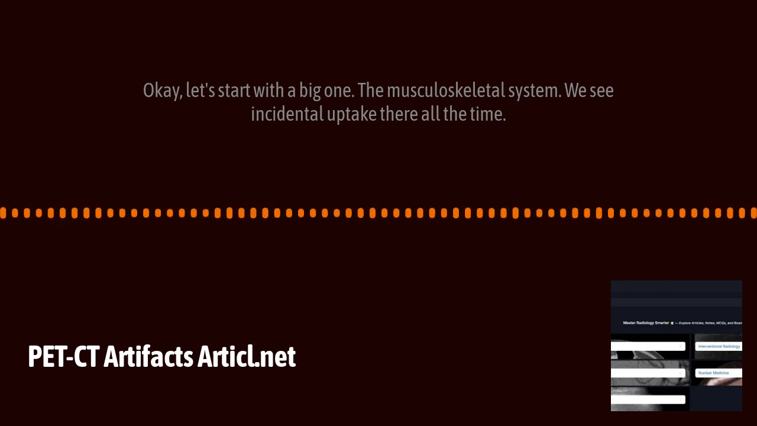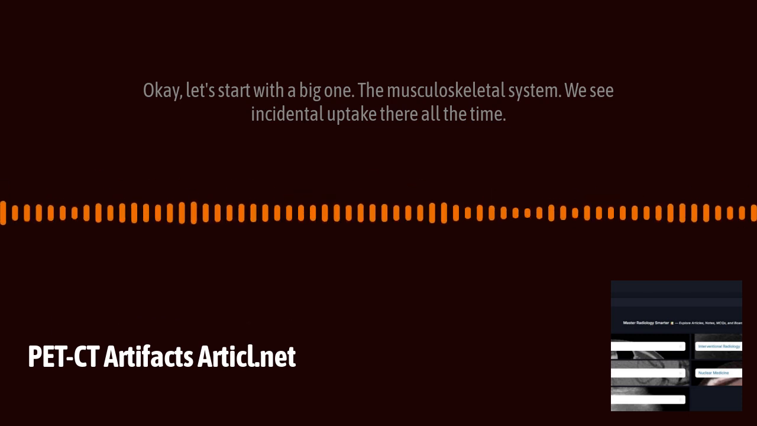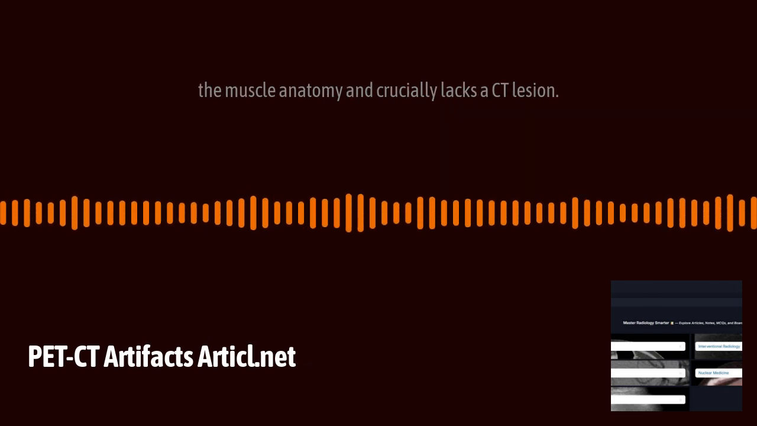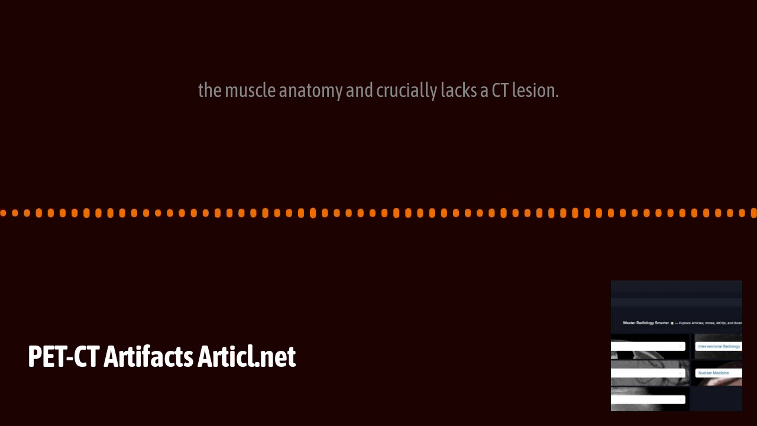Okay, let's start with a big one, the musculoskeletal system. We see incidental uptake there all the time. Indeed. Skeletal muscle uptake is usually non-pathological. It can be solitary or unilateral, but typically it's symmetric, conforms beautifully to the muscle anatomy, and crucially lacks a CT lesion. Where do we commonly see this?